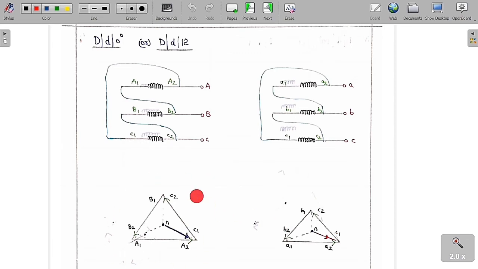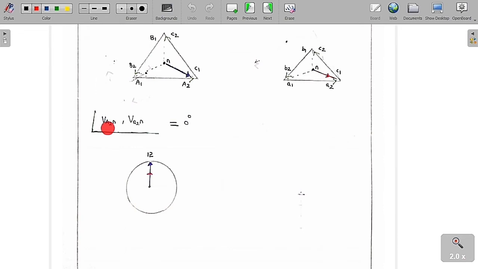The HV winding is always shown by the minute hand and is fixed at the 12 o'clock. The LV phasor we are going to represent by the hour hand. It is variable. So we can see clearly both are in the same phase. Line to neutral voltages are in the same phase, so we can say it is 0 degree. The voltage between A to N on both sides has the same phase with 0 degree, so we can say it is 12 o'clock.